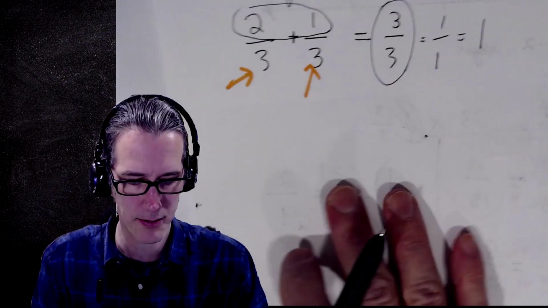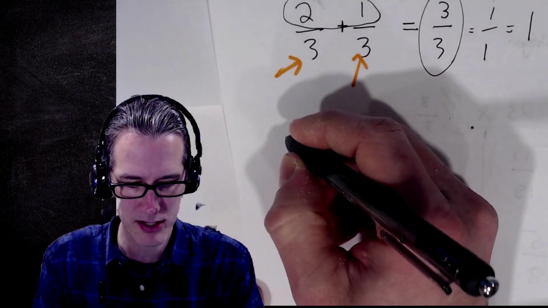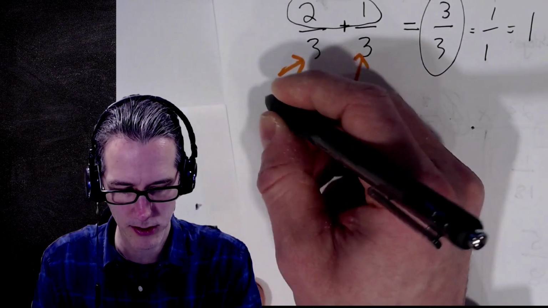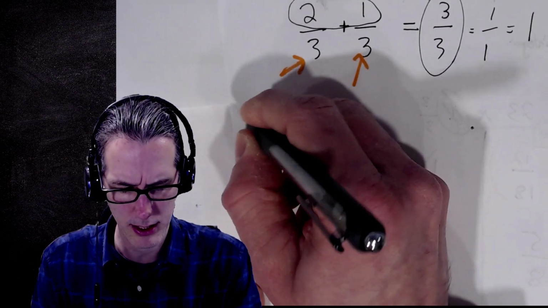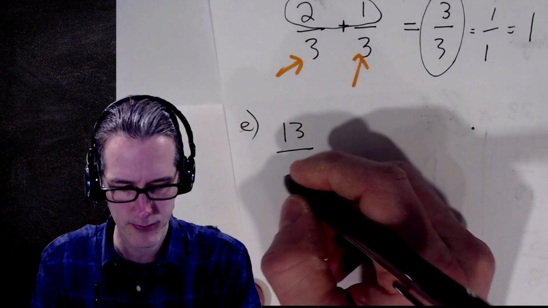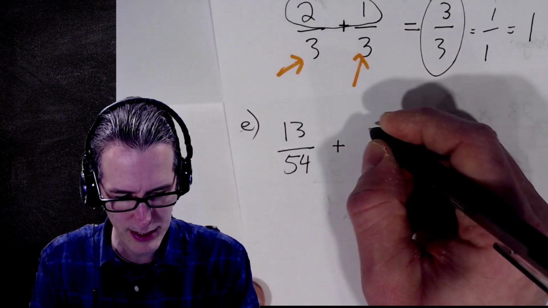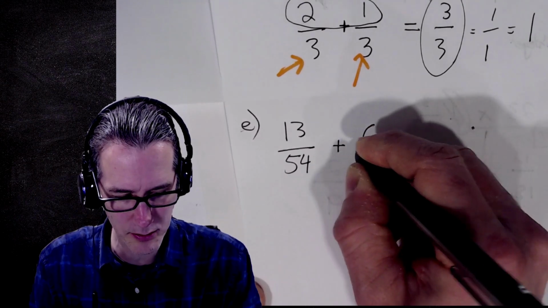But sometimes those denominators are not the same. Sometimes they get a little weird. I'm going to give you a slightly trickier one. We'll call this one E. Let's give you a mediumly tough one here.